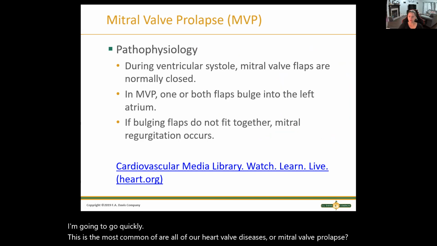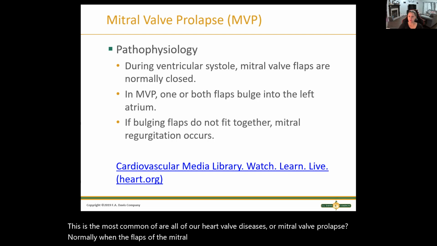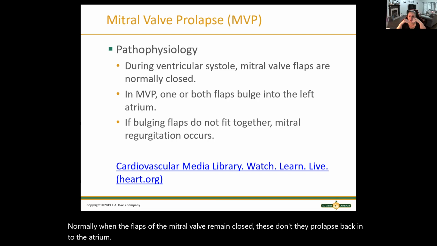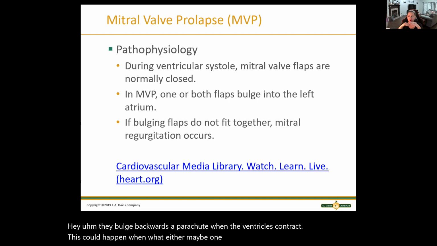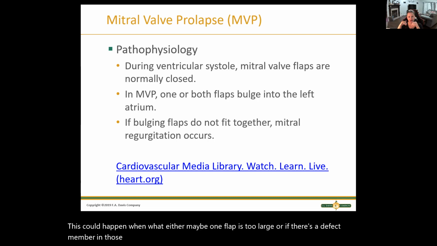Normally the flaps of the mitral valve remain closed, but these don't, they prolapse back into the atrium. They bulge backwards like a parachute when the ventricles contract. This can happen when one flap is too large, or if there's a defect in those chordae tendineae, those little things that secure to the wall when the valve opens.